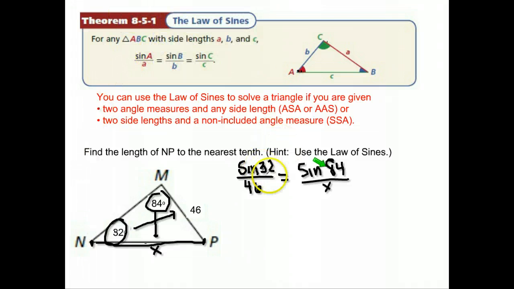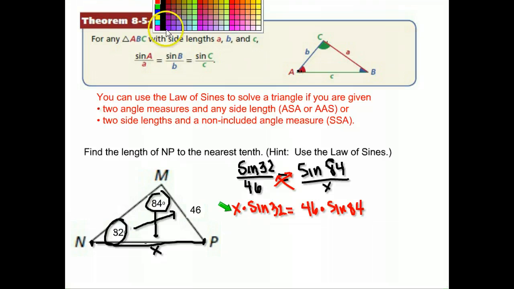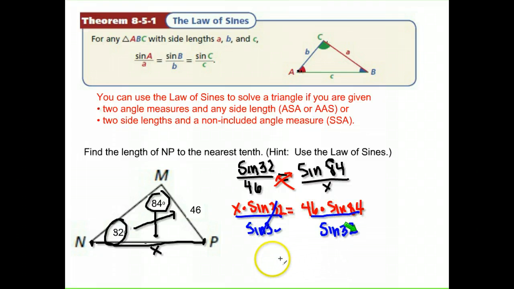So how do you solve when you have a fraction equal to a fraction? Well, we cross multiply. That gives me x times the sine of 32 is equal to 46 times the sine of 84. I'm not done yet because x is not by itself. So what do I need to do next? Well, I have x times the sine of 32. The opposite of multiplying by the sine of 32 is to divide by the sine of 32. So I divide there. Whatever you do to one side, you have to do to the other. And there is my answer.